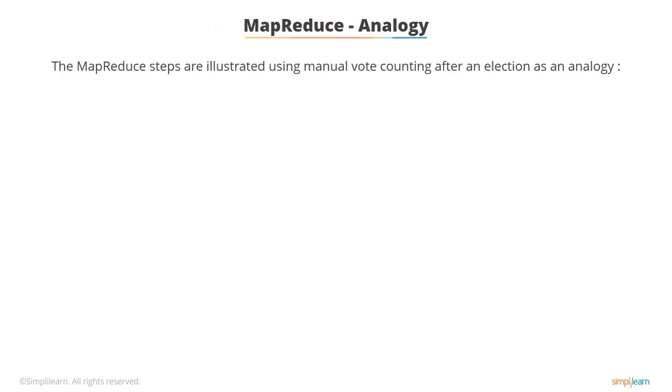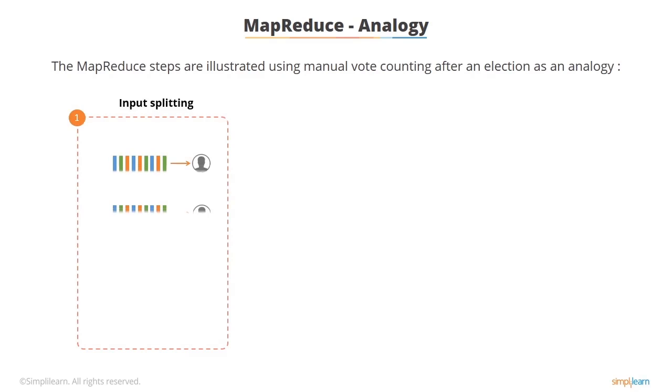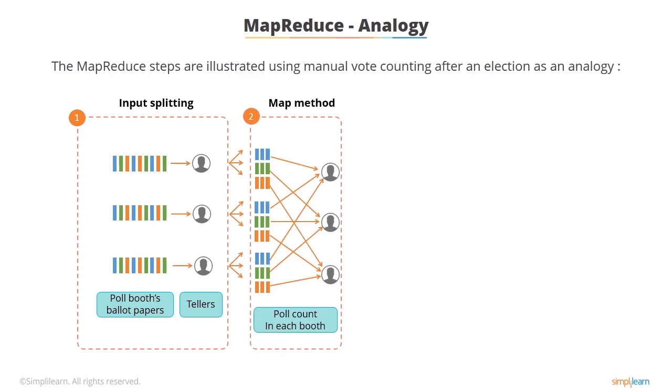The MapReduce steps listed here represent manual vote counting after an election as an analogy. Step 1. Each poll booth's ballot papers are counted by a teller. This is a pre-MapReduce step called input splitting. Step 2. Tellers of all booths count the ballot papers in parallel. As multiple tellers work on a single job, the job execution time will be faster. This is called the map method.